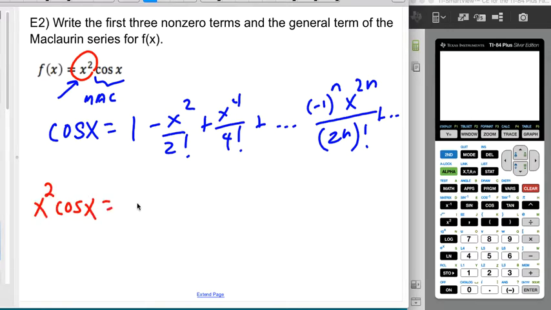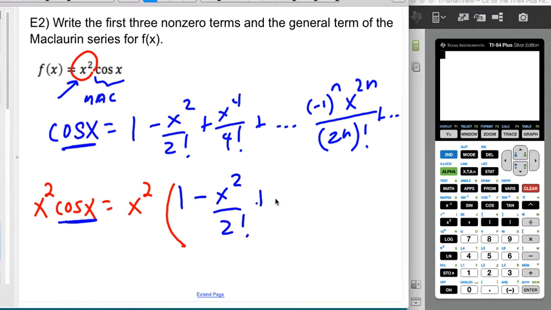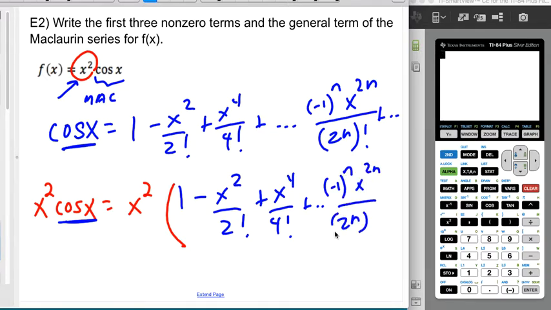Okay, so if I then take this and put that in front of that series, x squared times cosine of x should just be x squared times this entire crazy mess that we just wrote: 1 minus x squared over 2 factorial plus x to the fourth over 4 factorial plus dot dot dot, negative 1 to the n x to the 2n over 2n factorial, dot dot dot forever.